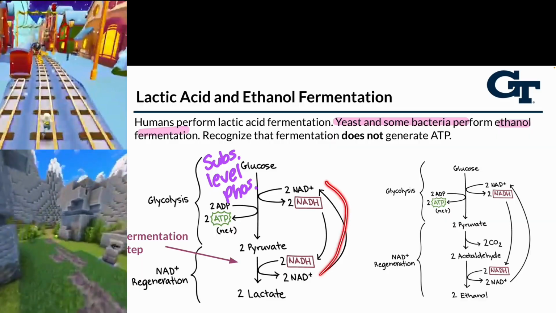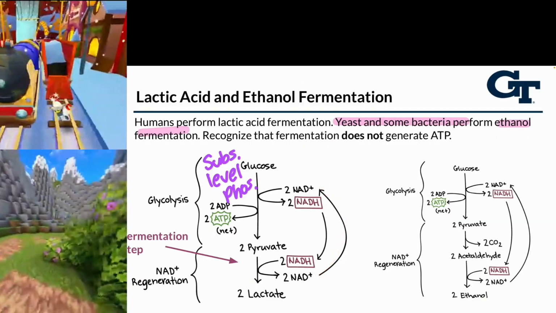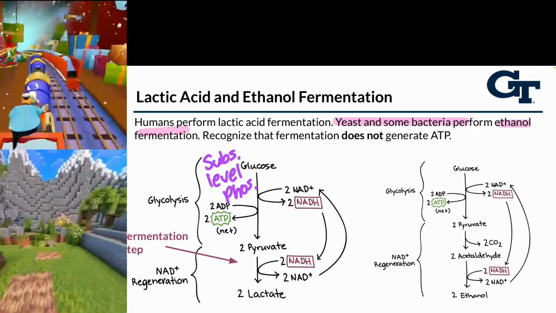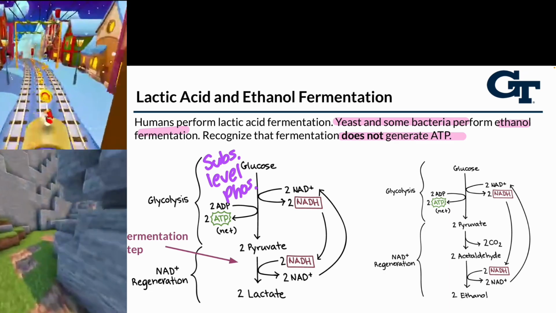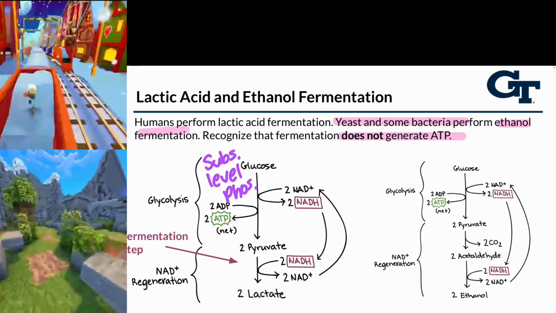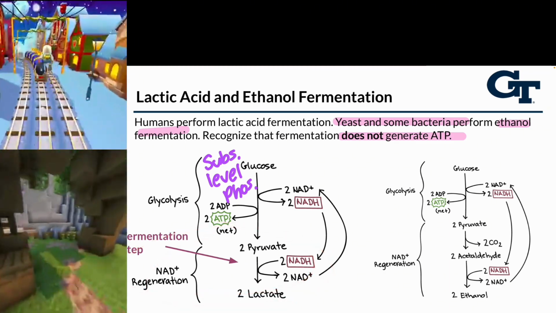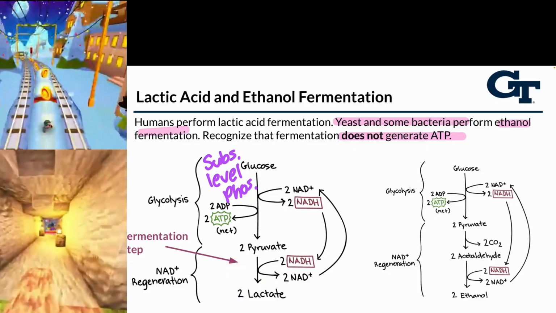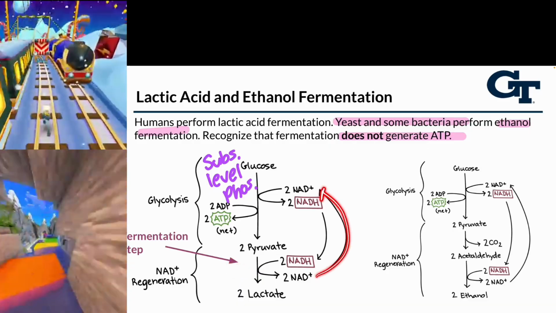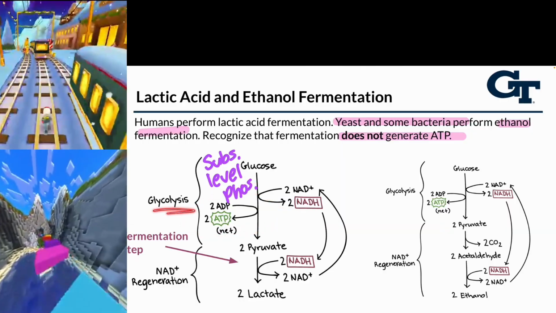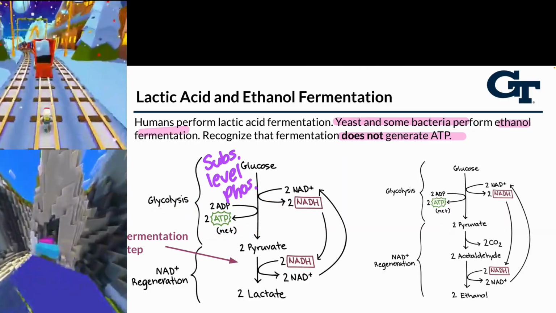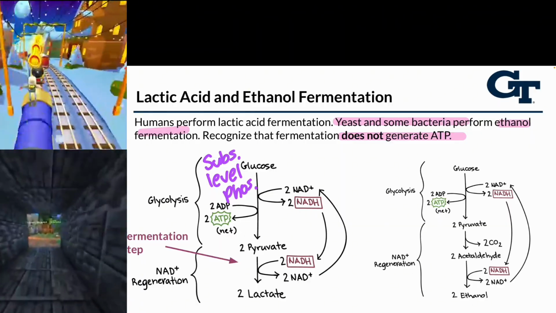So we regenerate our NAD+ and allow glycolysis to take place. Recognize that this does not generate ATP. That's a common misconception. This fermentation step of taking pyruvate and turning it into lactate, nowhere here is ATP an output. No, it's only regenerating NAD+ so that we can generate ATP via glycolysis. That's what generates ATP.